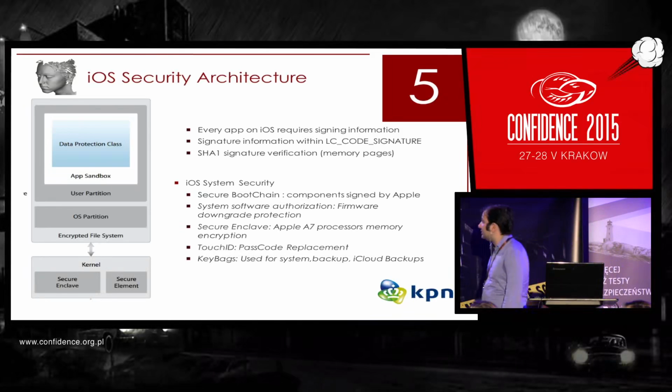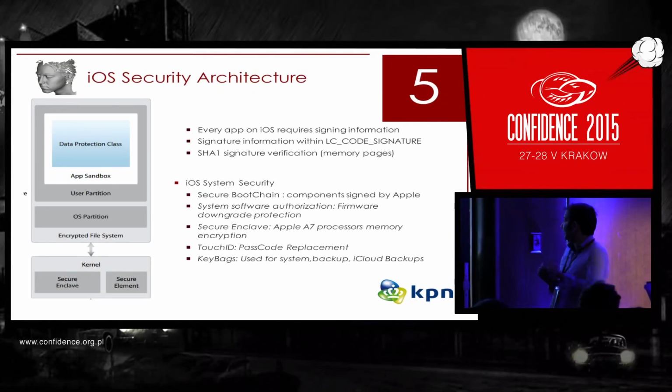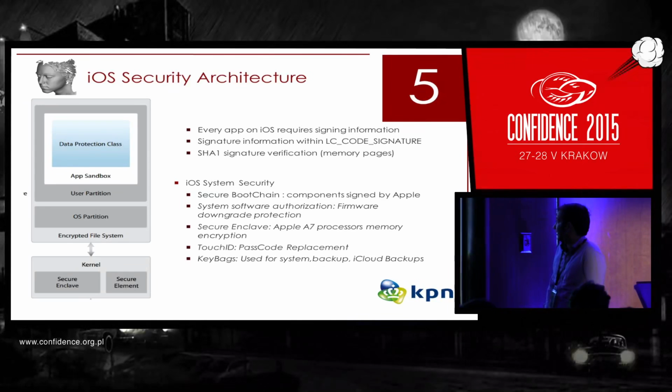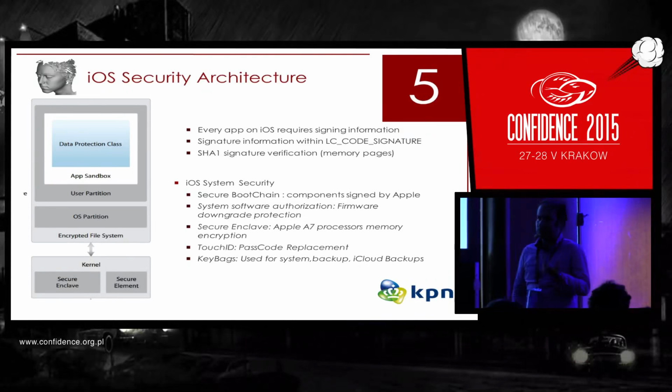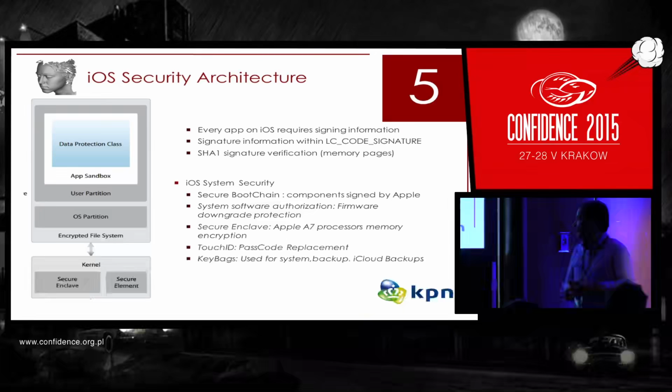The iOS security architecture looks like this. We can analyze two major components. One is the user space, the second one is the kernel space. The user part consists of the application sandbox, user partition, and operating system partition, all within the encrypted file system. And the kernel part consists of the secure enclave and security elements.